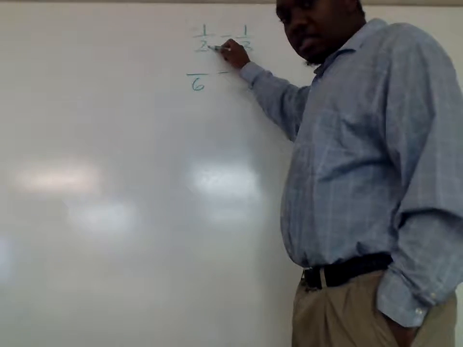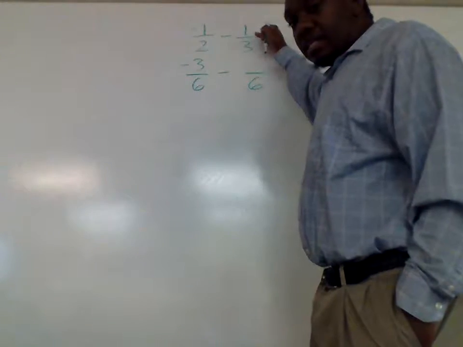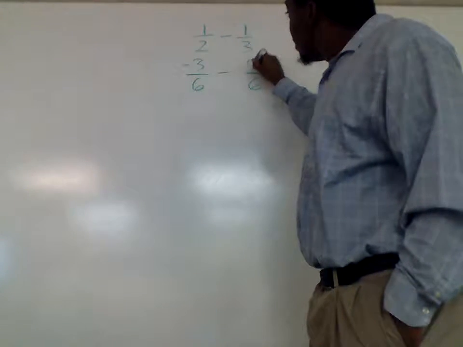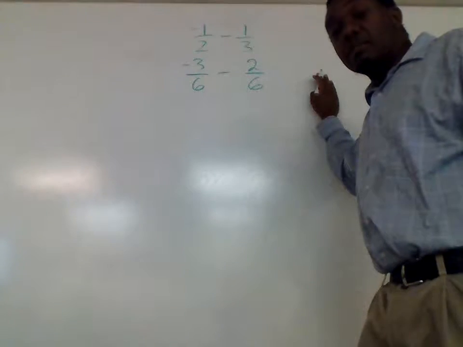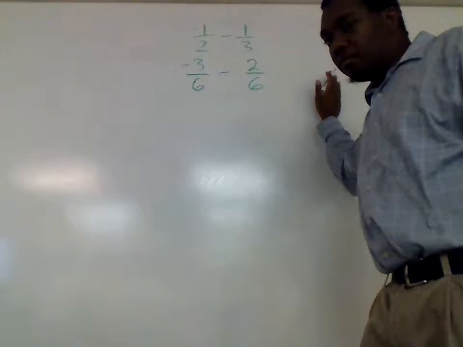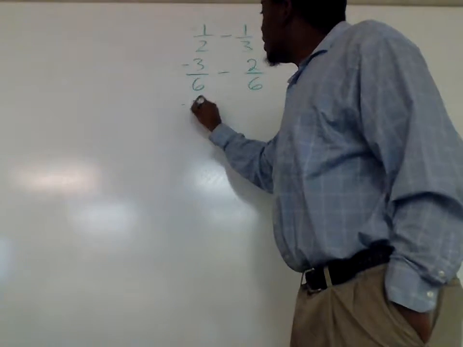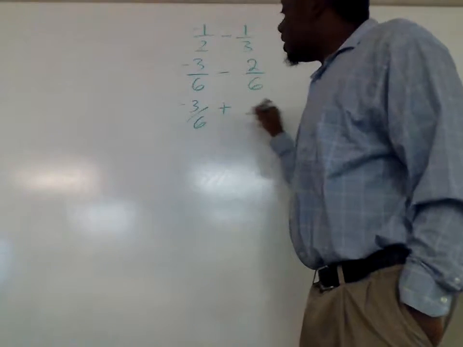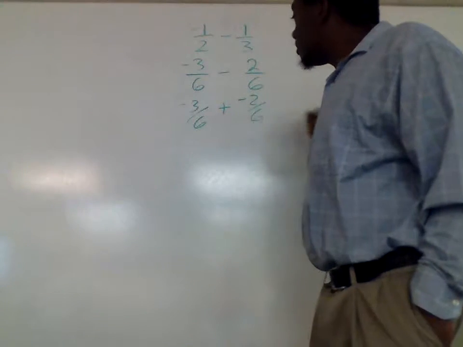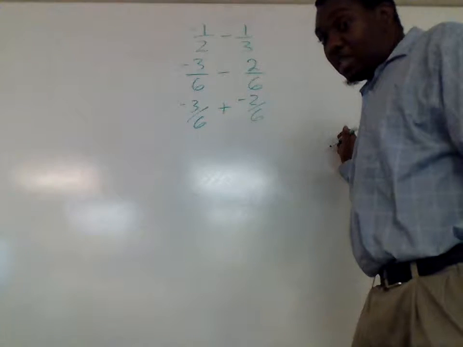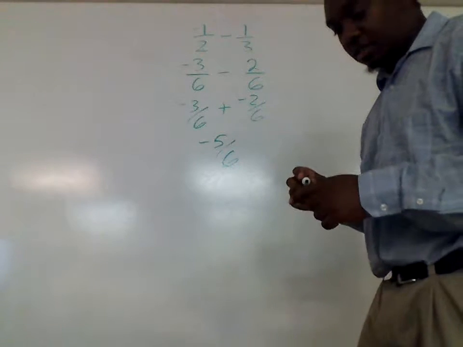How would I make this 6? I would multiply this by 3, so I do the same to the top. And how would I make that 6? I would multiply by 2, so I do the same to the top. So I have negative 3/6 minus 2/6. Okay. Well, we said when we're subtracting, that's just negative addition. So negative 3/6. Change this to addition and change the sign on the second one. So this becomes negative 2/6. And now we can add those two together, and negative 3 plus negative 2 gives us negative 5 over 6.